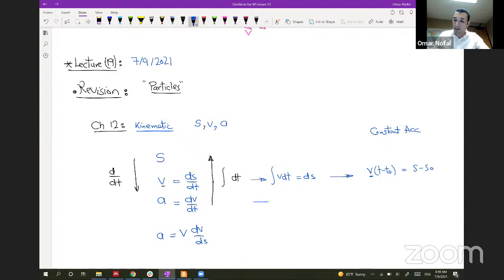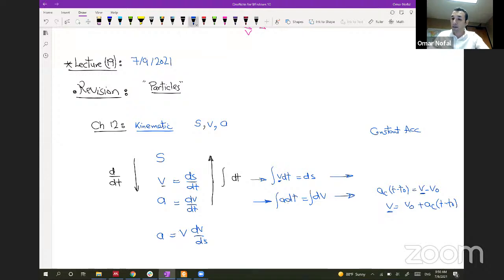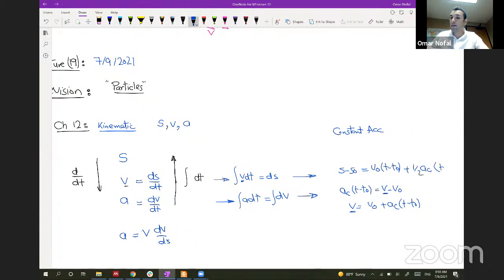If you have the acceleration, a dt will be equal to the integration of dv. If the acceleration is constant, we can take it outside of the integration, and this gives a constant times (t minus t naught), equal to v minus v naught. So v is equal to v naught plus a constant times (t minus t naught). Then having v, you can insert it and integrate it, and this gives another equation: s minus s naught is equal to v naught (t minus t naught) plus half a constant (t minus t naught) squared. This is one of the equations that we have been using.